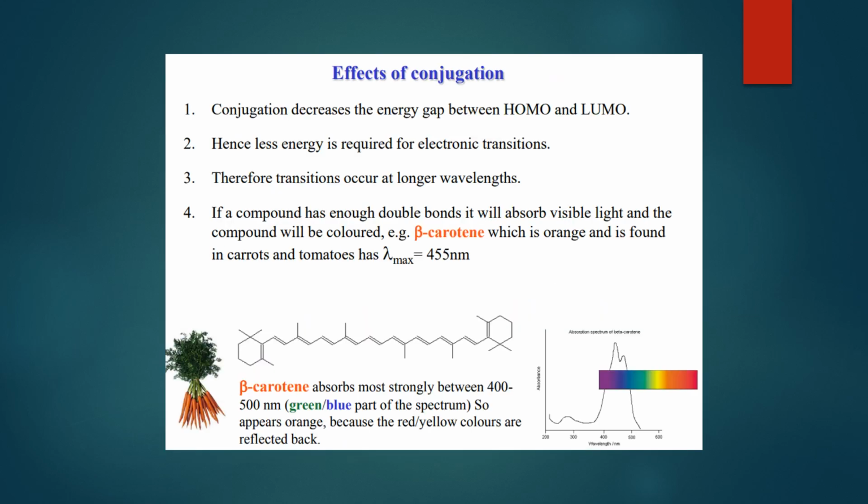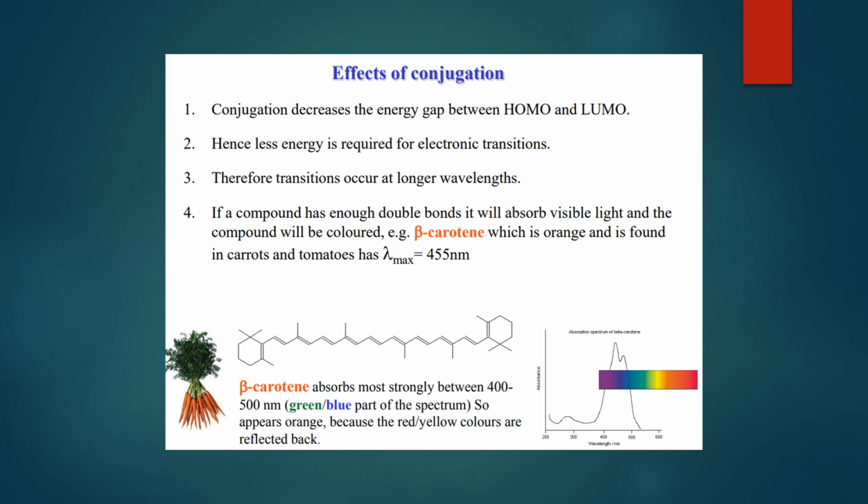So now what are the effects of conjugation? When a molecule has more conjugation, that means the energy gap between HOMO and LUMO decreases. That means less energy is required for the electronic transition. That also indicates that the transition occurs at longer wavelength. Lesser energy means longer wavelength.